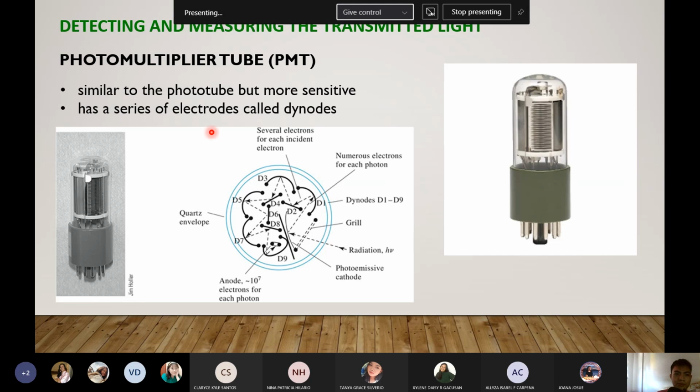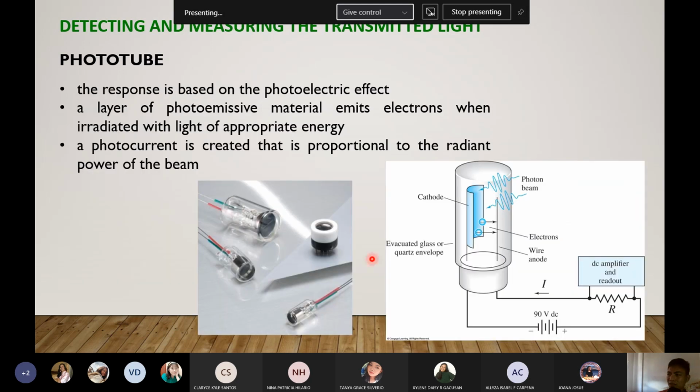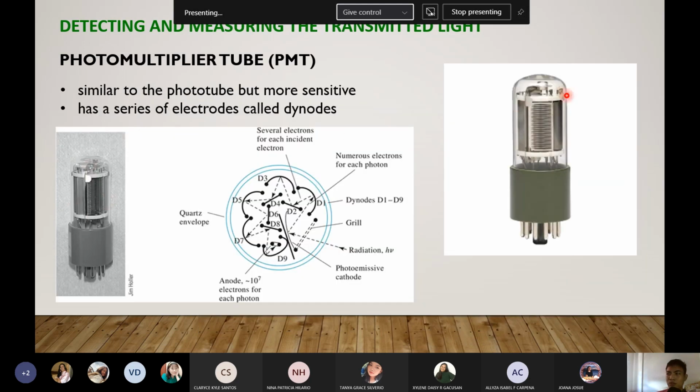Now, the word multiplier means it multiplies the light. So you have a series of metal frames there. In a phototube there is only one, but in a photomultiplier tube there are so many electrodes. So when the light passes through that, it can bounce around. As a result, the instrument becomes more sensitive, with stronger sensitivity, so it can measure smaller concentrations.